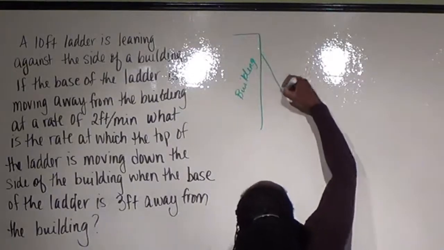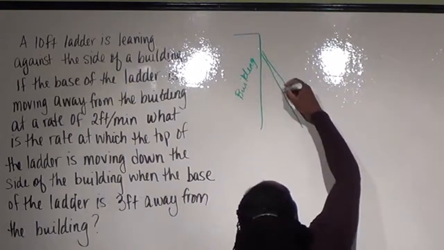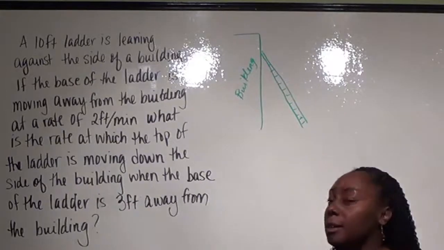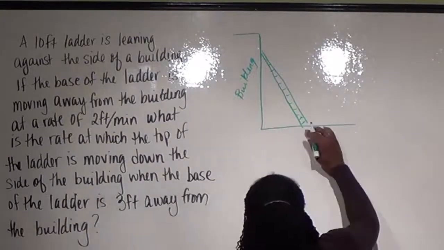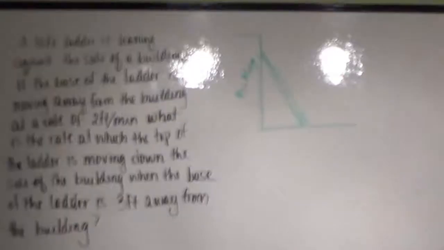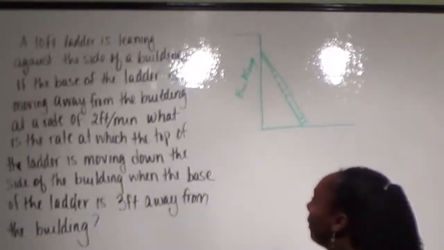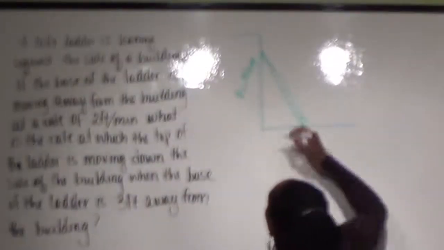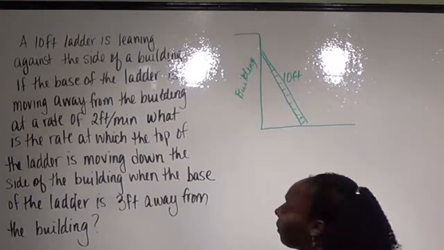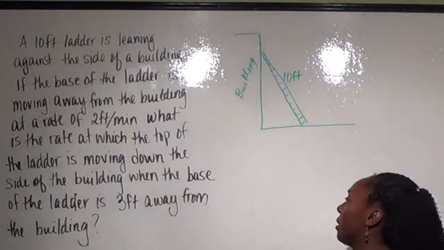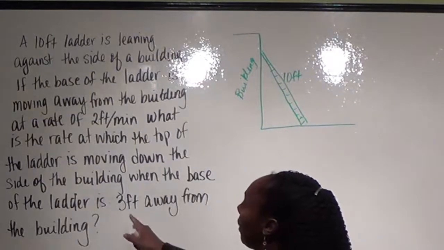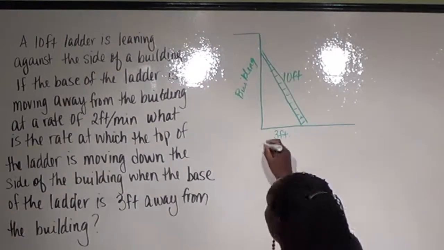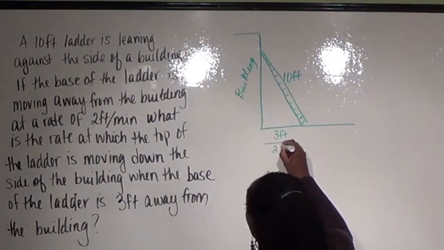Okay, and we've got this ladder, my funny looking ladder, leaning against it. So there's kind of what our picture looks like. We want to put our information on the picture so we can relate the variables. So we know that the ladder is 10 feet, and obviously that is not a changing quantity. That's going to stay constant. And we are trying to find when it's 3 feet away from the building, moving away at a rate of 2 feet per minute.